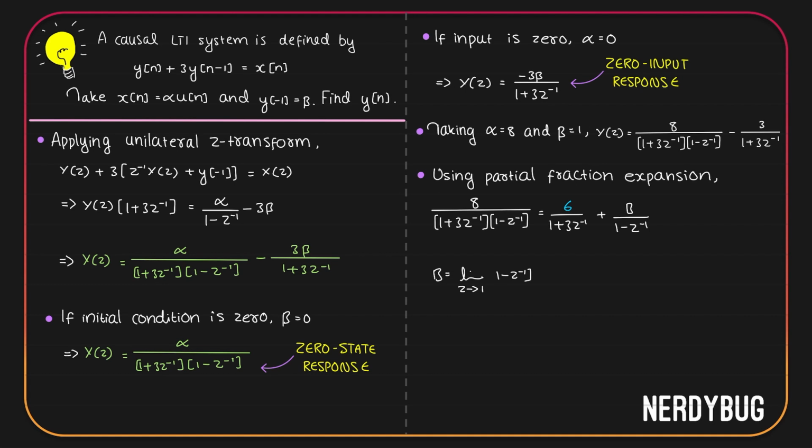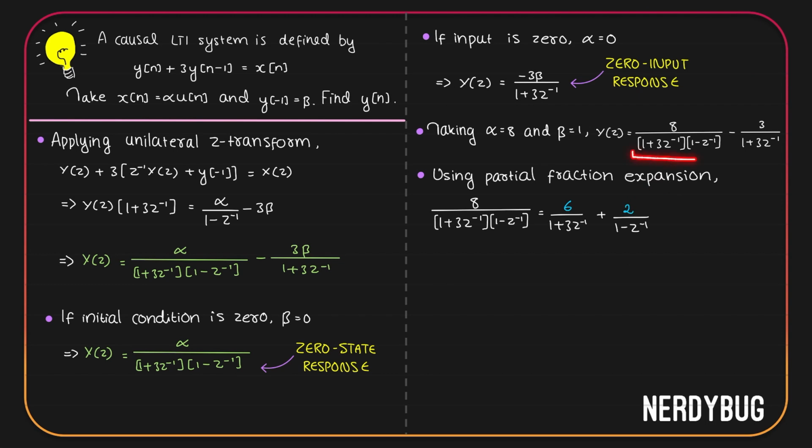1 minus z inverse multiplied by X of z. X of z is this whole thing. If you multiply it with 1 minus z inverse, this term will be cancelled. So what we have to find out is the limit as z tends to 1 of 8 divided by 1 plus 3 z inverse. Z is 1, so this is actually 8 by 1 plus 3, which is 2. So we can replace b over here by 2.